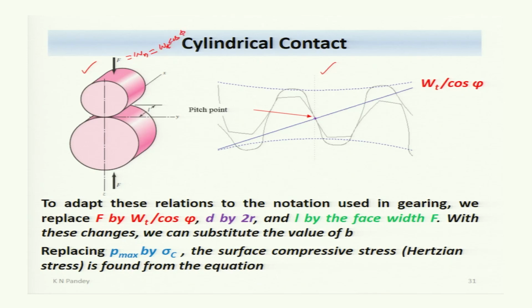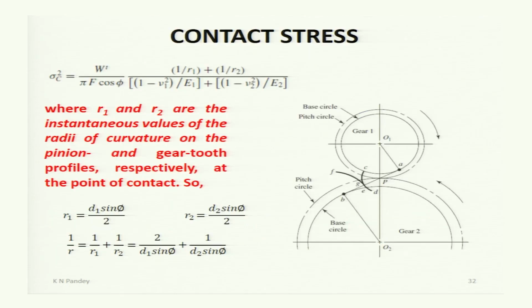Wt cos of phi, where phi is the pressure angle, and D, capital D by 2R, L by face width F. With these changes, we can substitute the value of B, replacing P maximum by the Hertzian contact stress for the case of gear, and that formula is given by sigma c square.